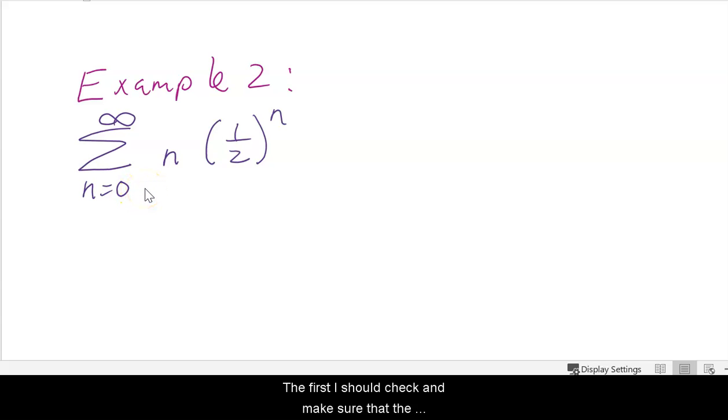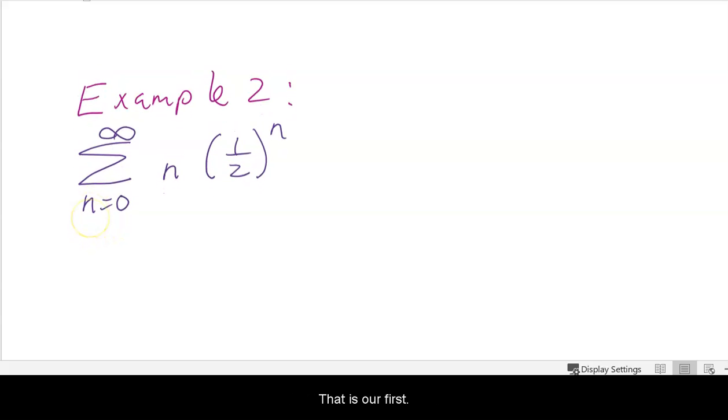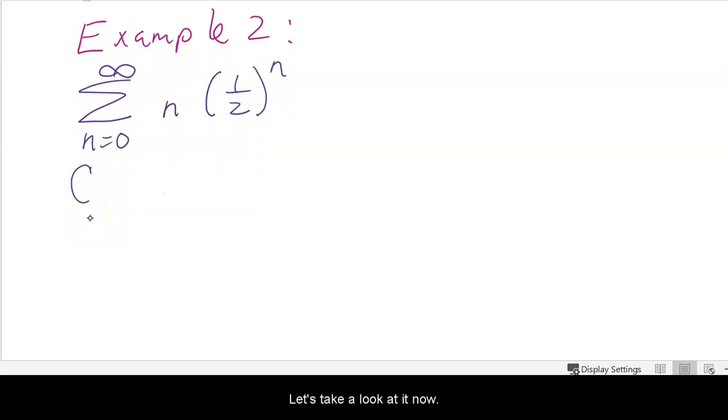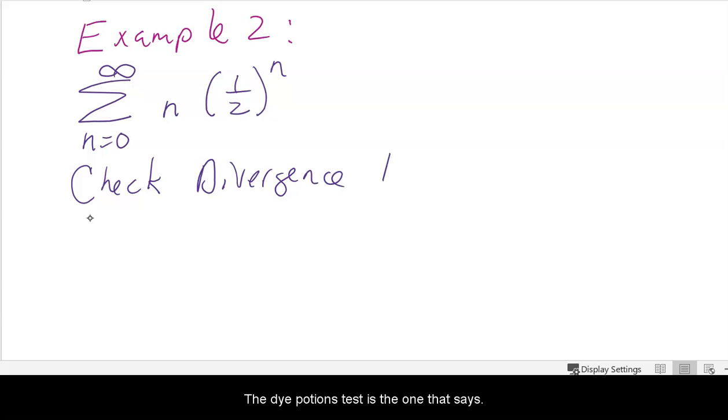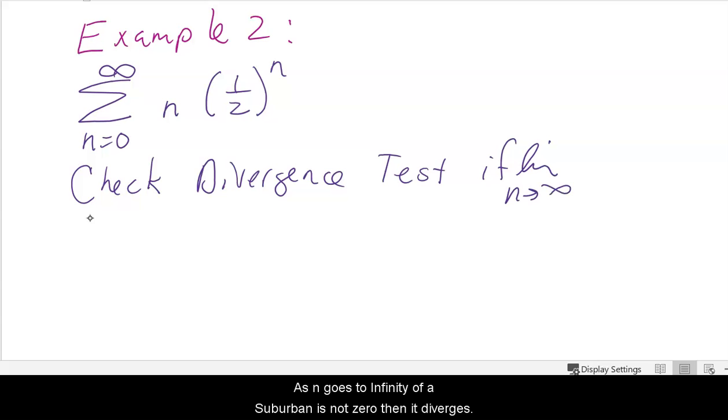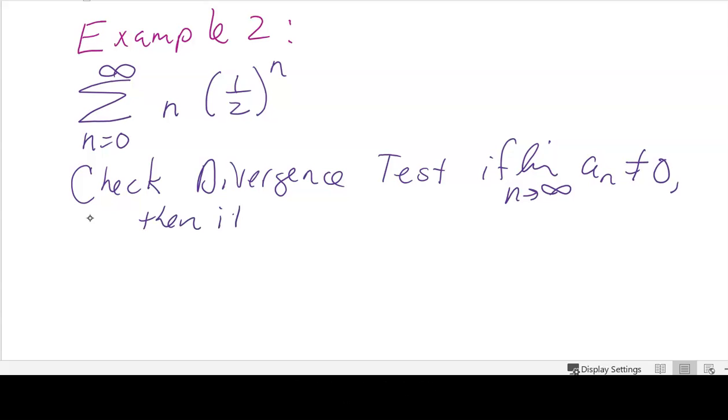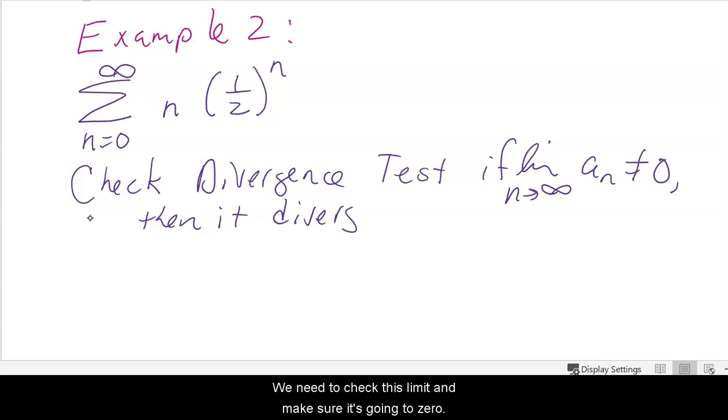So first I should check and make sure that the divergence test is inconclusive. That is our first step. Let's take a look at it now. Check the divergence test. The divergence test is the one that says if the limit as n goes to infinity of a sub n is not 0, then it diverges. We need to check this limit and make sure it's going to 0.